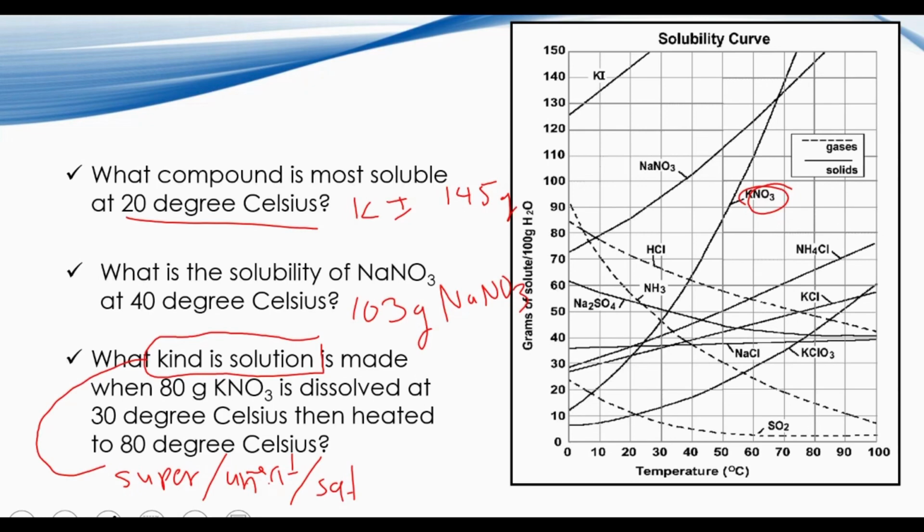So first, let's identify what that is. On our graph, we have KNO3 at 30 degrees Celsius and 80 grams. We find that intersection, and it falls around here. So it is above the line. The line truly represents your saturated solutions. The line represents exactly what the ideal amount of solute would be in your solution at that temperature. Here, what we're looking at is this little point that is above the line, so that represents a supersaturated solution. Anything above the line is supersaturated.